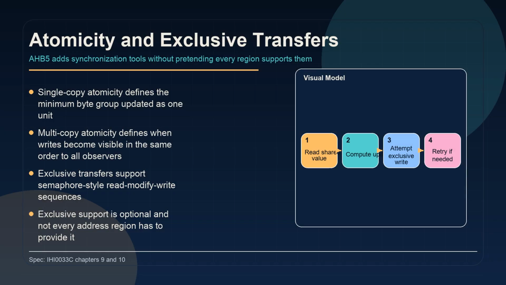The advanced synchronization story lives in Atomicity and exclusive transfers. Atomicity properties describe what kind of update visibility the system guarantees, while exclusive transfers provide the retry-based mechanism used for semaphore-style updates. Those features are powerful, but they are still optional and region-dependent.